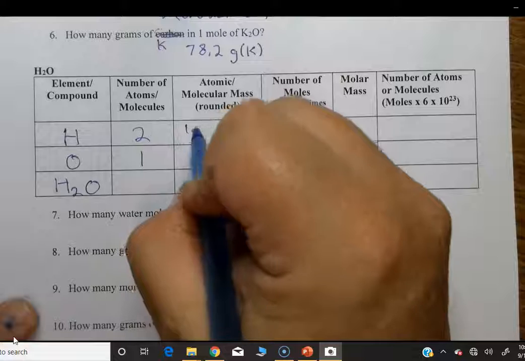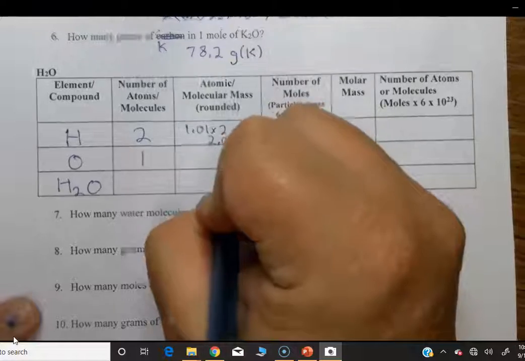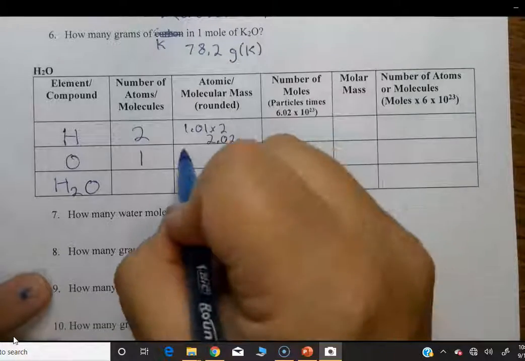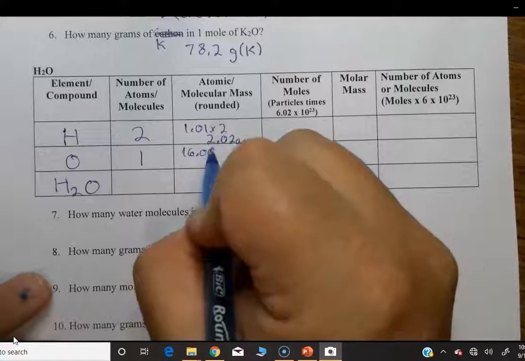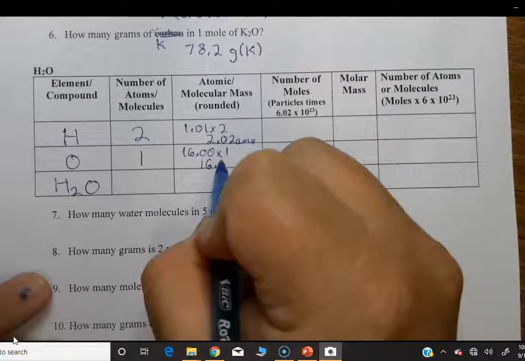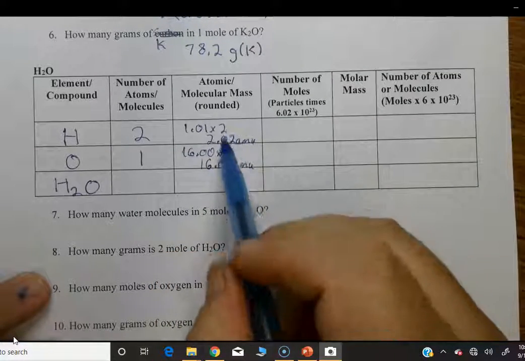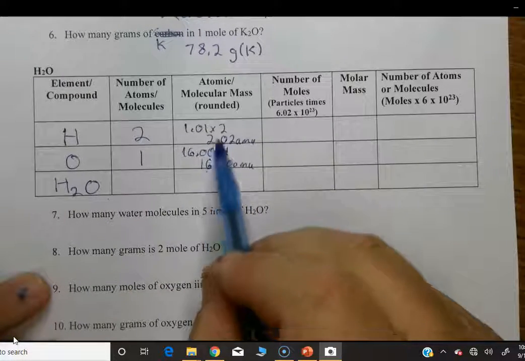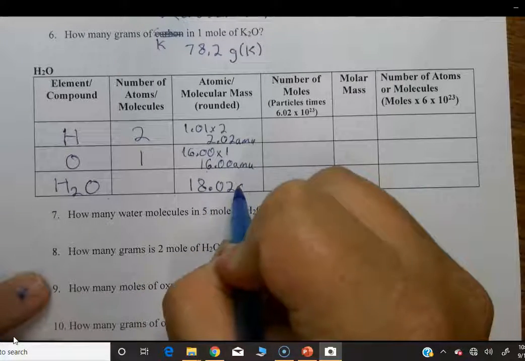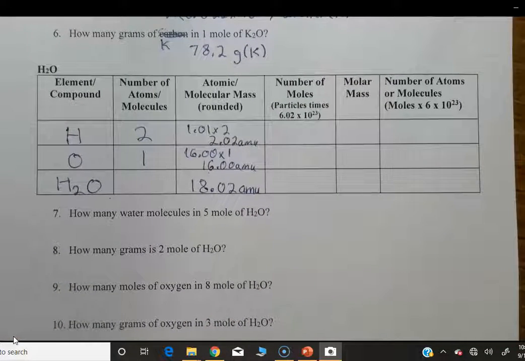Atomic mass is 1.01 times 2, and that's going to be 2.02. This is in atomic mass units. So we're on the microscopic level now. And for oxygen, it's 16.00 times 1. Okay, and that equals 16.00 atomic mass units. If we add those together, the atomic mass of the water molecule is 16 plus 2.02. That's going to give us 18.02 AMU. Okay? All right. So now we're going to translate everything into moles.